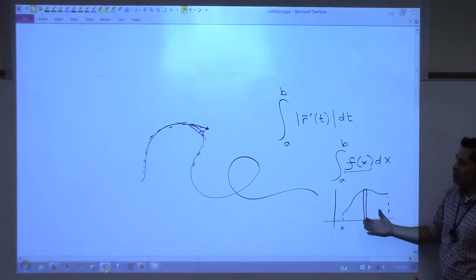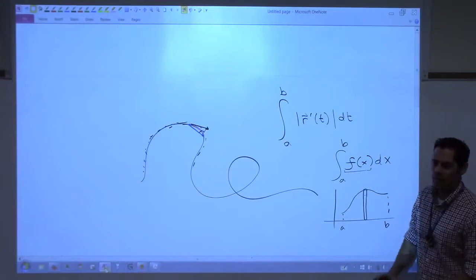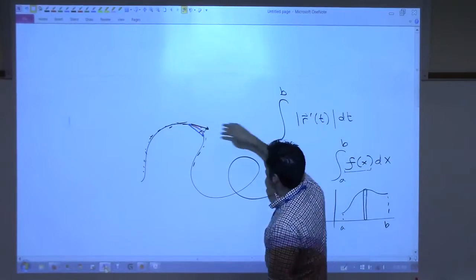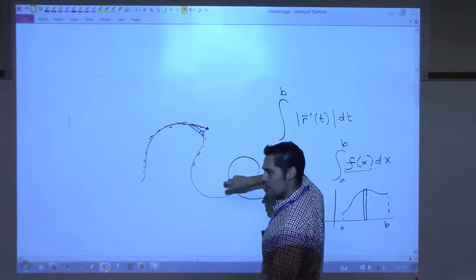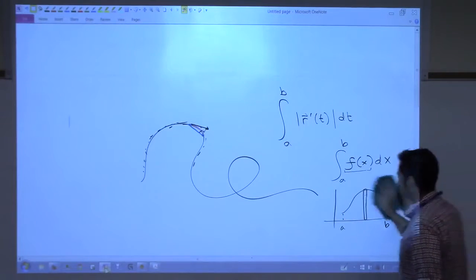If you don't have that connection, then what I set up here is going to seem like, what are you talking about? That's all this is doing. This is adding up arc lengths. It's adding up little derivative tangents the whole way around.